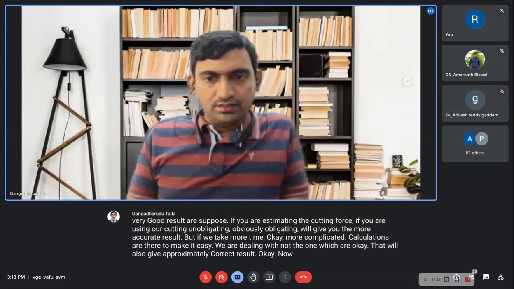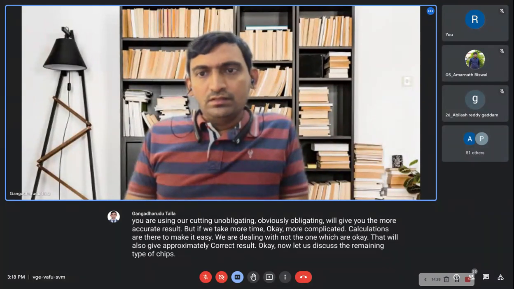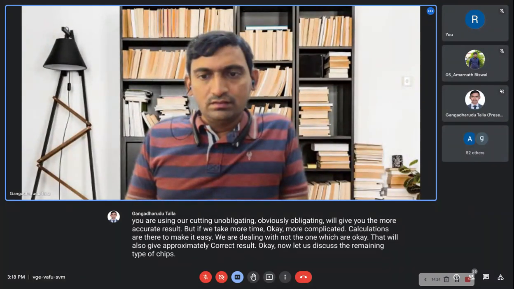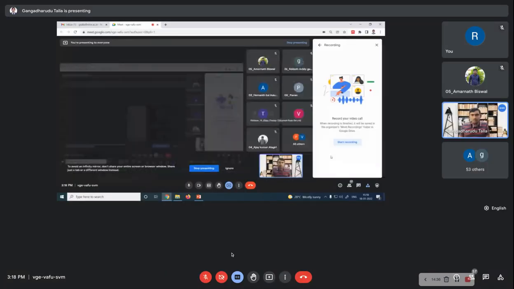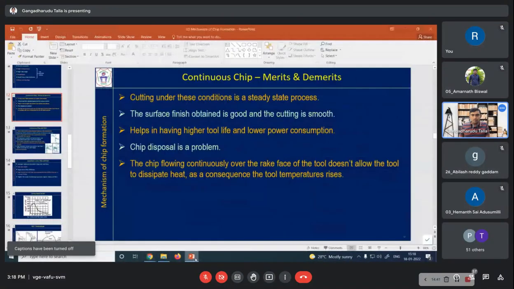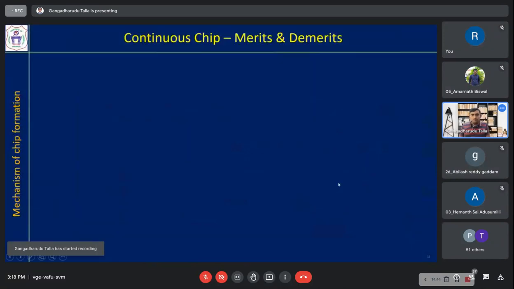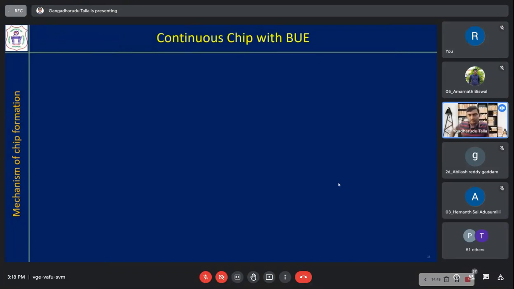Now let us discuss the remaining type of chips. So this is where we have stopped. Now the next type of chip is continuous chip with built-up edge. Now what is this built-up edge? We have to understand the built-up edge first. Let us see.